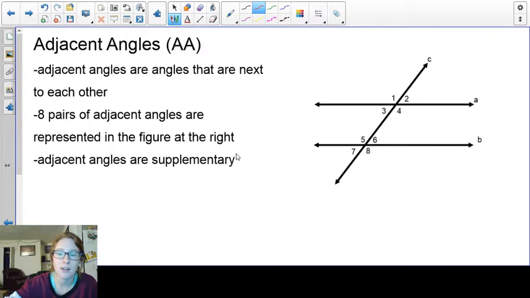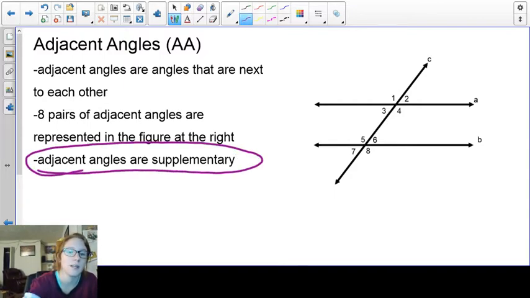Adjacent angles are angles that are next to each other. There are 8 different pairs. These guys are also supplementary. That means they add to 180.